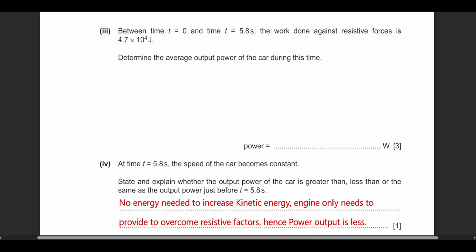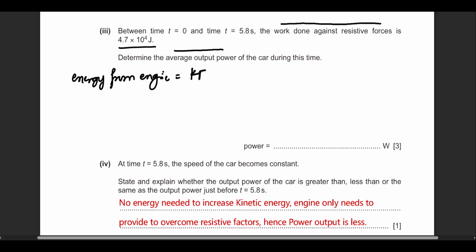Next question, between t = 0 and t = 5.8, the work done against the resistive forces is this much. Determine the average power output of the car during this time. So let's find out the total energy from the engine. The energy from the engine is equal to the energy spent for the kinetic energy gain plus the work done against the resistance or drag forces. So that will be 1.3 × 10⁵ plus 4.7 × 10⁴. That's the total energy spent on everything.